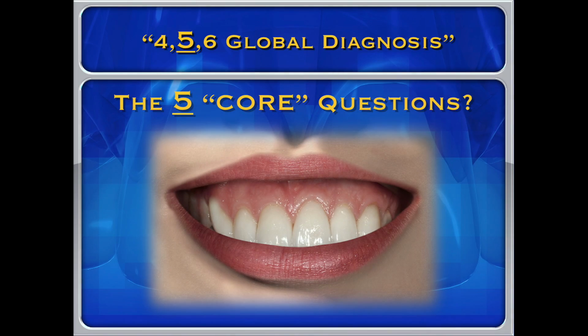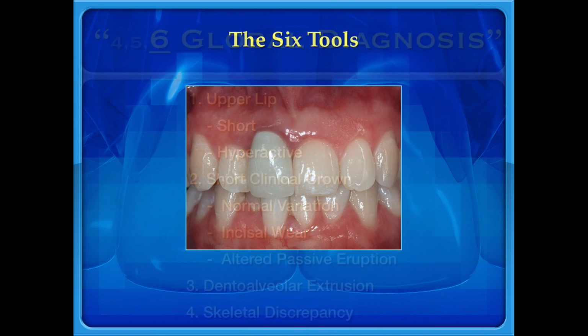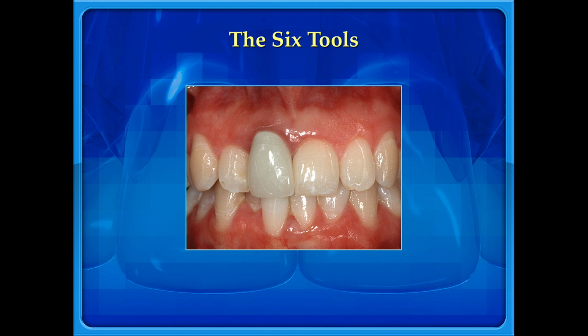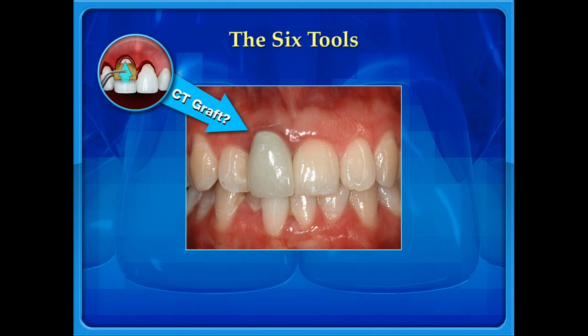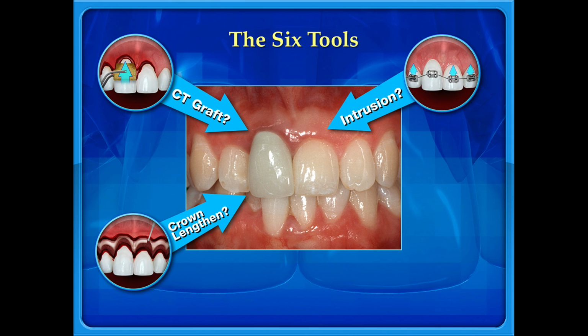All right, so the 5 in the 4, 5, 6 are the 5 core questions. The 6 are the 6 things that we can do to fix a patient. And Jeff and I call them the 6 tools. We actually only have 6 ways to move the teeth and gingiva into the correct positions. And here they are. The first 2 are the perio tools. We can either add tissue with a graft, or we can subtract tissue with crown lengthening. The second tools are the intrusion and extrusion tools that the orthodontist offers us.